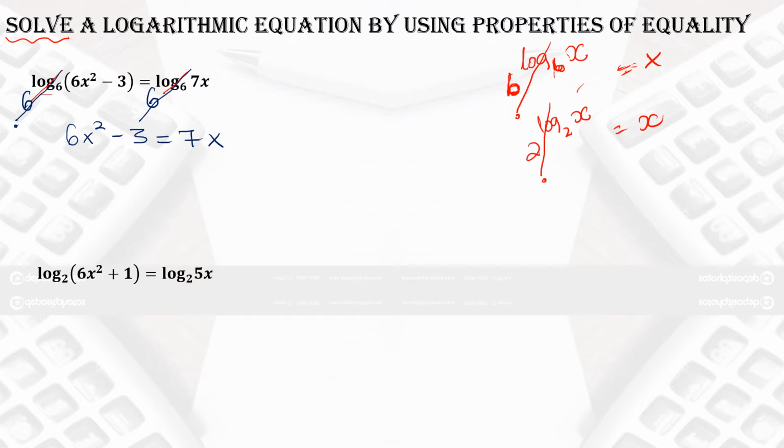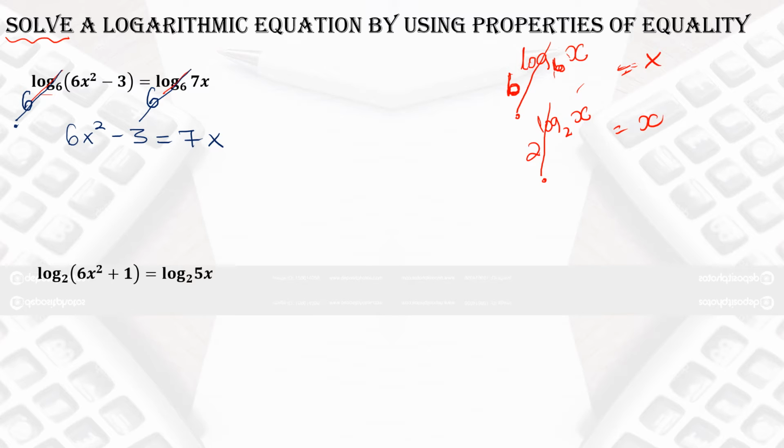And you know that this is a quadratic function. So in order to solve the quadratic function, it is very important that we should know how to factorize the quadratic functions, because if you don't know how to factorize the quadratic functions, then just watch my previous video so that you can understand how can we do this.